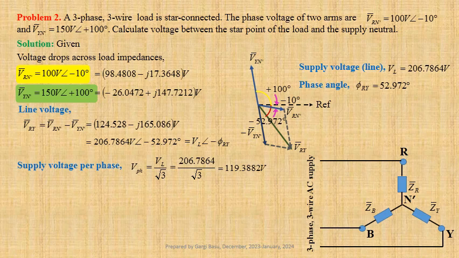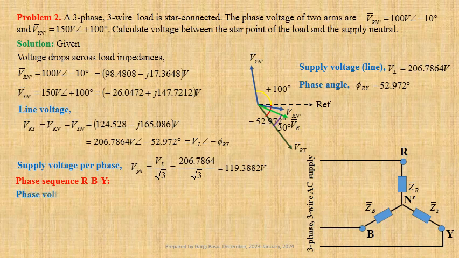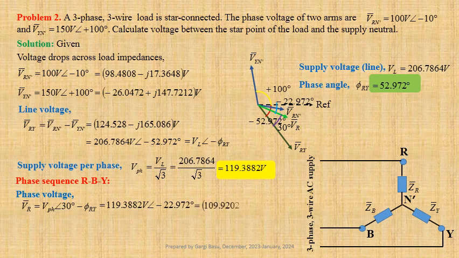Therefore, we can assume phase sequence RBY. In this case, phase voltage Vr leads line voltage Vry by an angle 30 degree. Therefore, phase voltage Vr equals V phase at an angle 30 degree minus phi Ry, that is equal to 119.3882 volt at an angle minus 22.972 degree. In Cartesian form, this may be expressed as 109.9202 minus J times 46.595 volt.